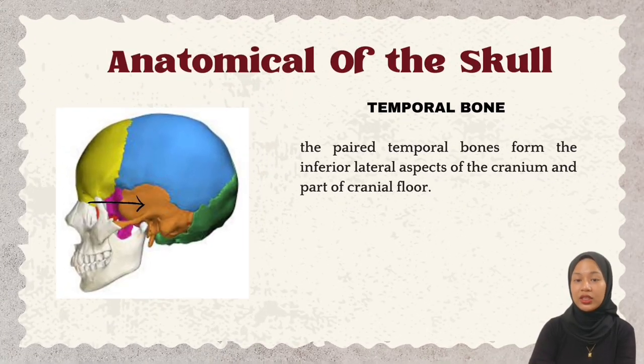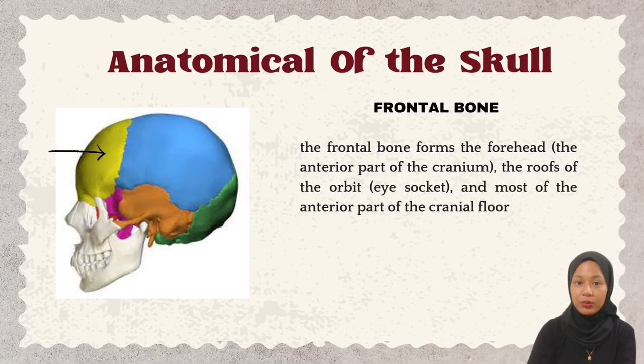Next is the temporal bone. The paired temporal bones form the inferior lateral aspect of the cranium and part of the cranial floor. Then, the frontal bone. The frontal bone forms the forehead, which is the anterior part of the cranium, the roof of the orbit or eye socket, and most of the anterior part of the cranial floor. Soon after birth, the left and right sides of the frontal bone are united by the metopic suture, which usually disappears between the ages of 6 and 8.